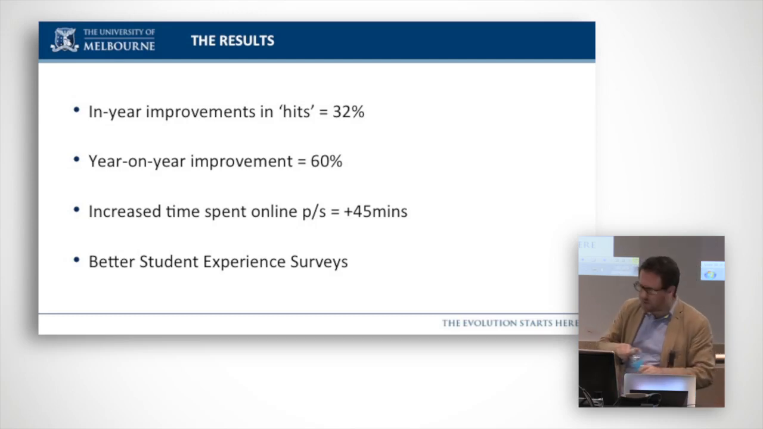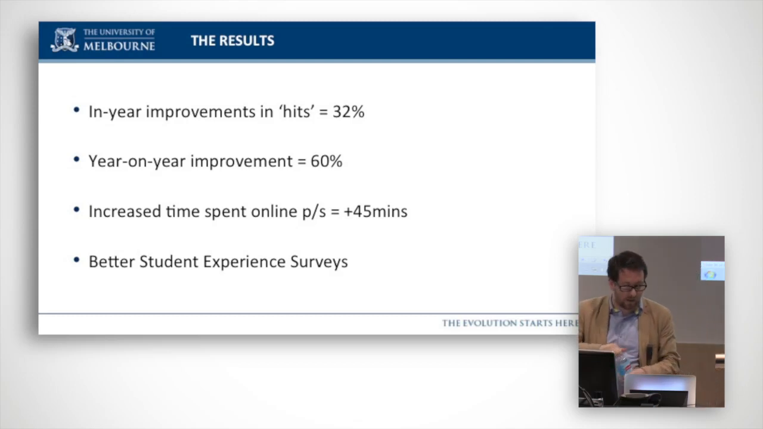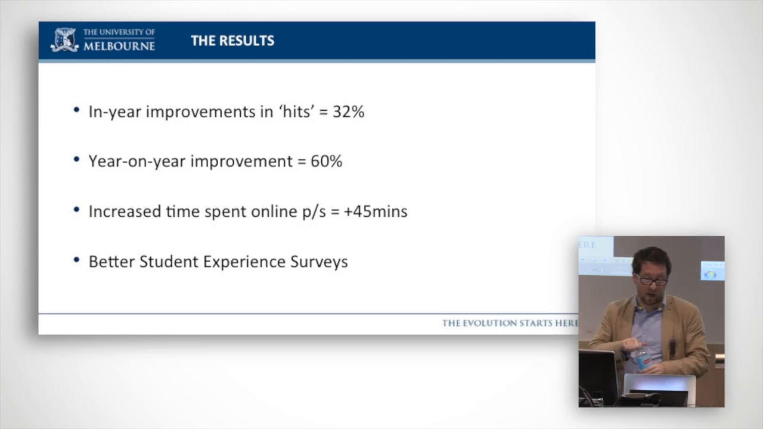In-year improvement in hits, which as I said is a lousy measure, but it is a measure nonetheless, 32%. Year-on-year improvement, 60%. I'm not saying it's me, but since I joined, certainly it has improved. Increased time spent online per student, 45 minutes. We also have better student experience surveys.